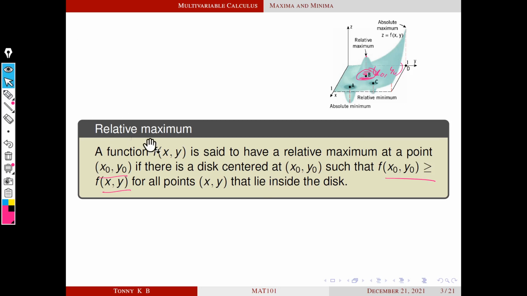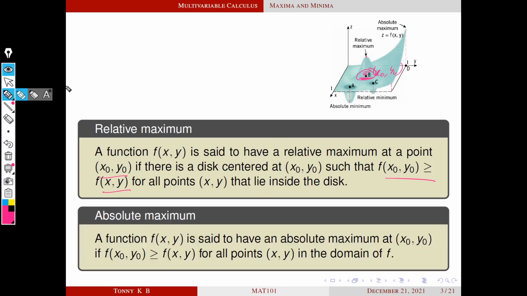Similarly, you can define the relative minima. Okay, next we consider the absolute maximum. Absolute maximum is nothing but the maximum in its domain. So a function f(x, y) is said to have an absolute maximum at this point if f(x0, y0) is greater than or equal to f(x, y) for all the points (x, y) in the domain of f. So it is the maximum among the points in the domain. That is called absolute maximum.